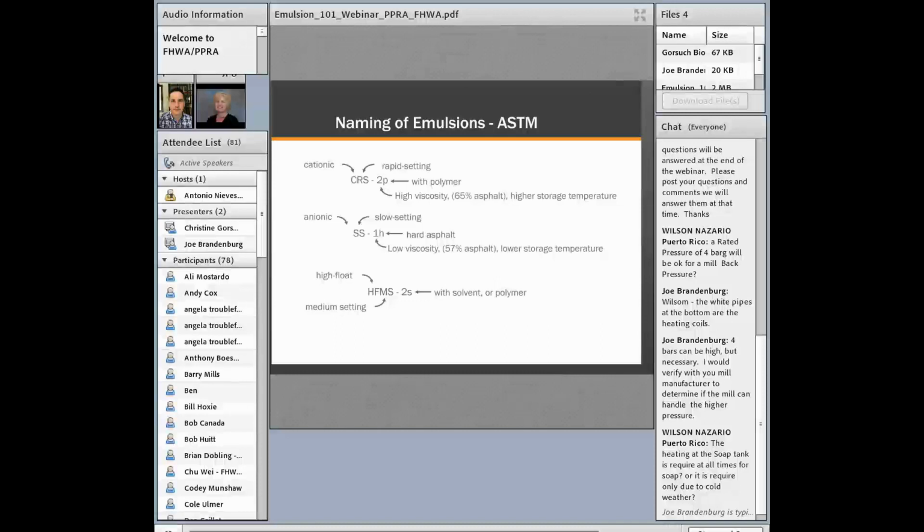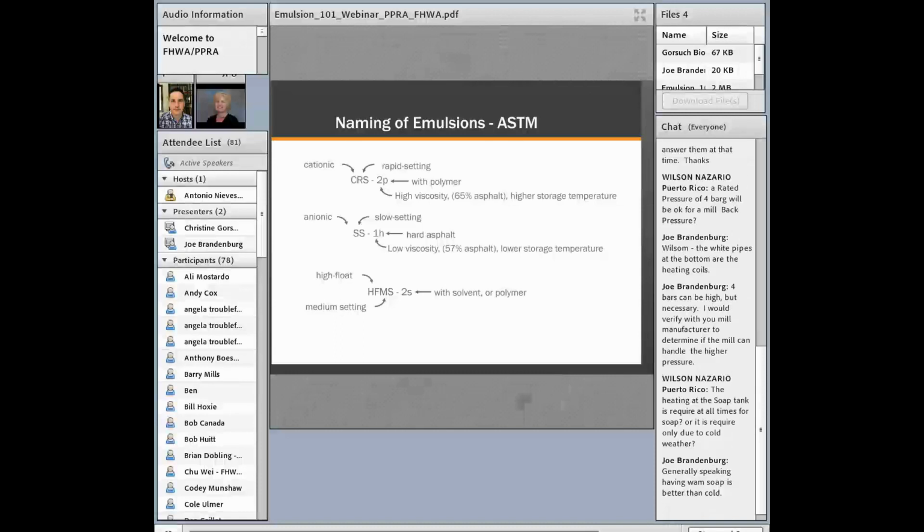In the last example, we have HFMS-2S. This is an anionic grade because there's no C. The H is for high float. High float means you're using a special type of emulsifier that creates a gel structure in the asphalt binder. MS is for medium setting. 2 means high viscosity, high storage temperature. And the S, in this case, can mean solvent, or in some regions it can mean polymer.